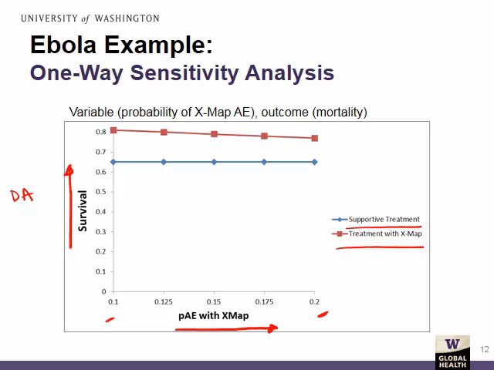So this is an example of how a one-way sensitivity analysis shows that the results are not sensitive to the probability of adverse events with XMAP, because even varying it up to 0.2, which is the highest plausible probability of adverse events, treatment with XMAP still maximizes survival. So in this particular case it shows that the results in terms of survival are robust to the range in probabilities of adverse events to XMAP.